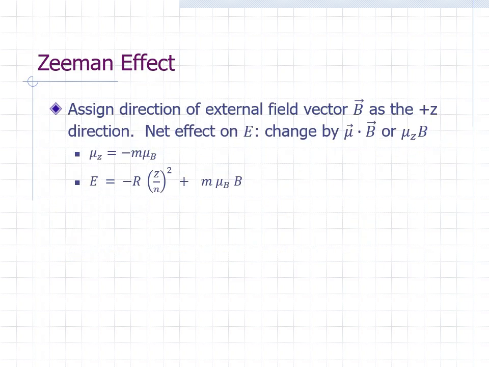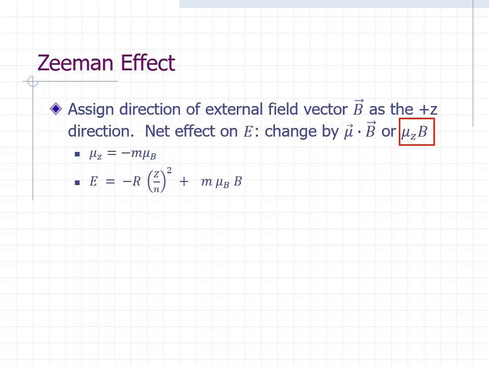How do we explain the splitting of spectral lines in the presence of an external magnetic field? Let's assign the direction of the external magnetic field vector as the positive z direction. The net effect of the external magnetic field is to change the potential energy by an amount equal to the dot product of the magnetic dipole moment vector of the electron and the external magnetic field B. Since we're taking the external magnetic field to be pointing in the positive z direction, the dot product is just the product of the z component of the magnetic dipole moment, mu sub z, and the magnitude of the external magnetic field.